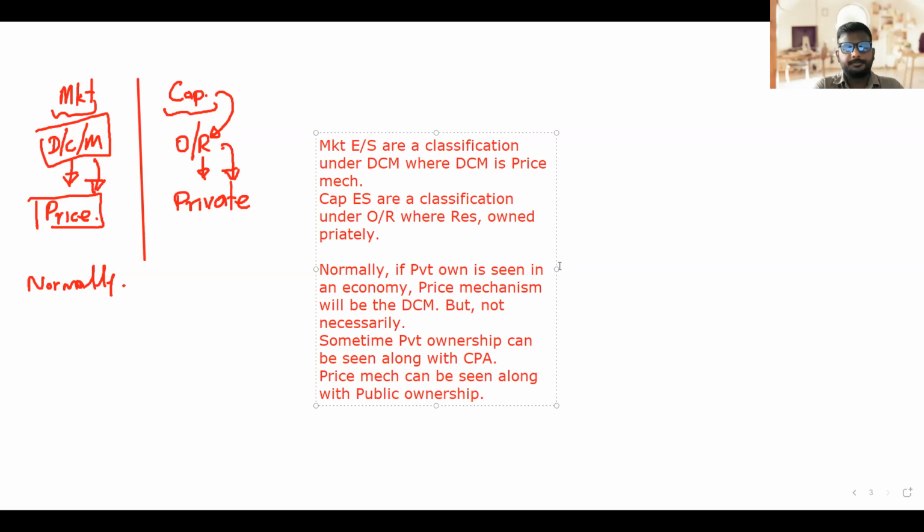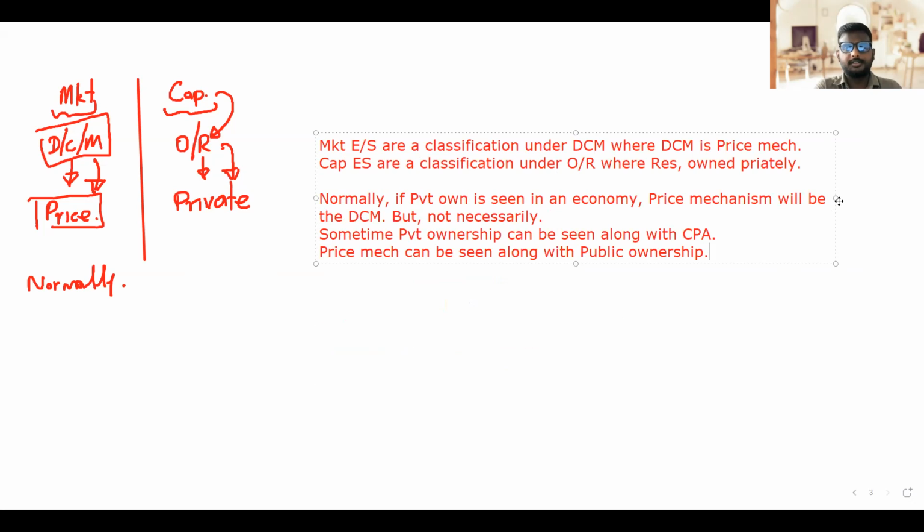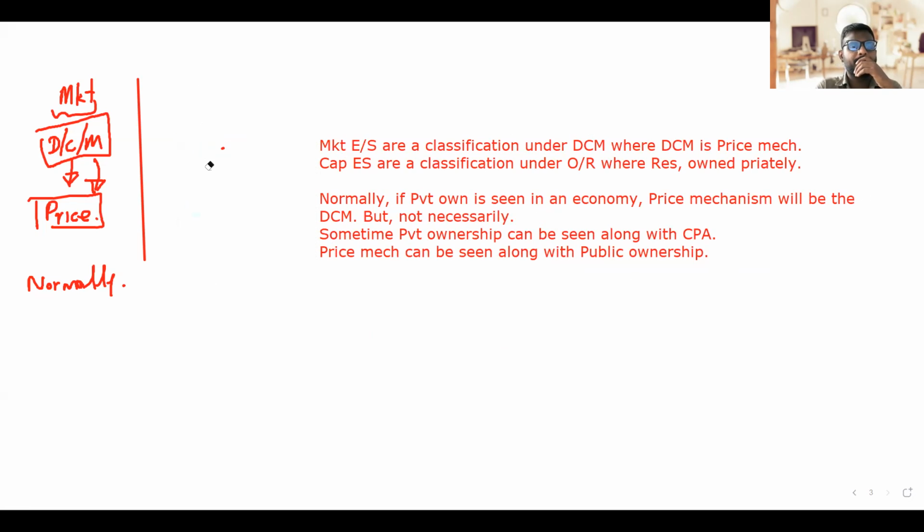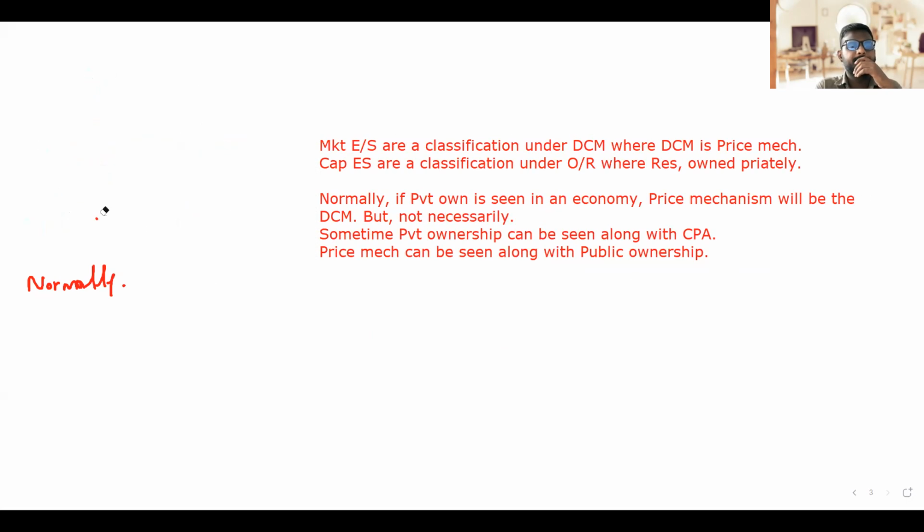Is this clear? So when I show it like this, it's just 2-3 points. So just go through this answer. Is this clear?